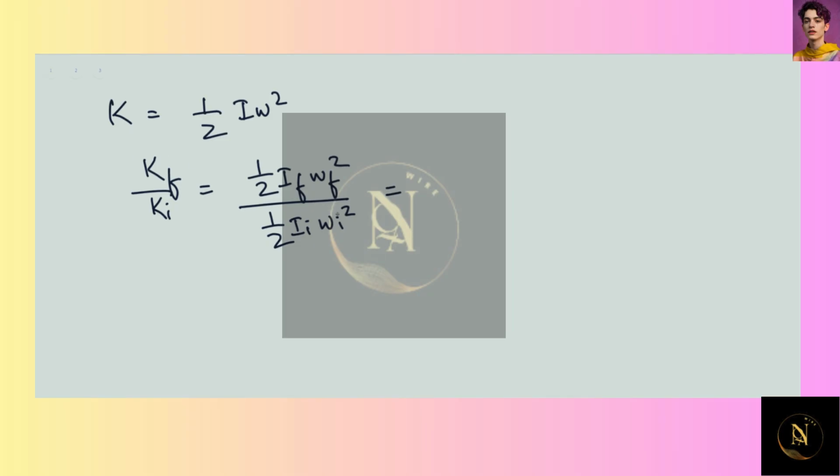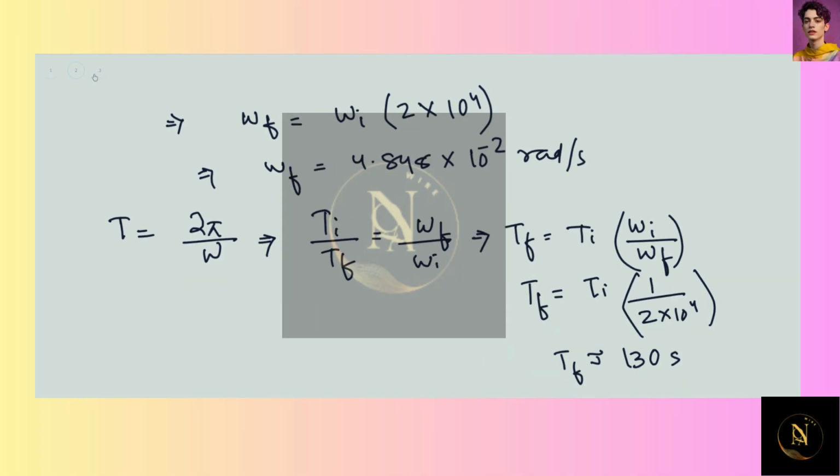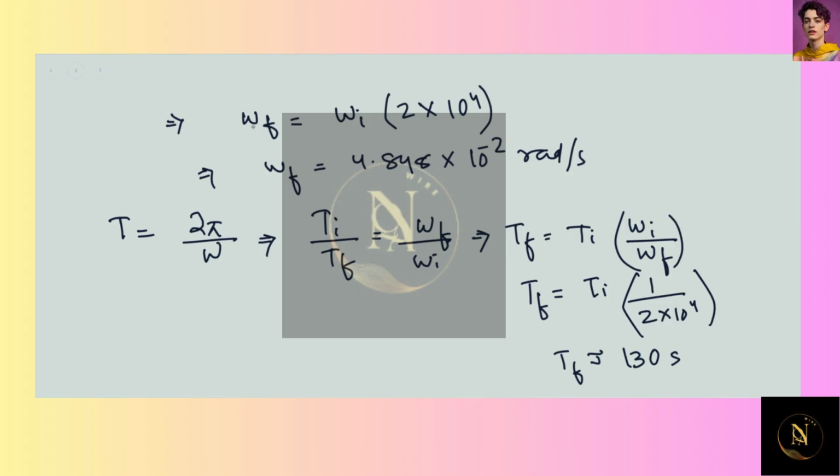Now we again solve this equation. We already know what will be I_i. So basically this I_f will be the denominator. We know omega I and omega f. We know the ratio. We can simply use the ratio 2 times 10 to the power 4 here. And we get this value to be 2 times 10 to the power 4. This means that Kf is equal to 2 times 10 to the power 4 of Ki. This is exactly what we got over here.